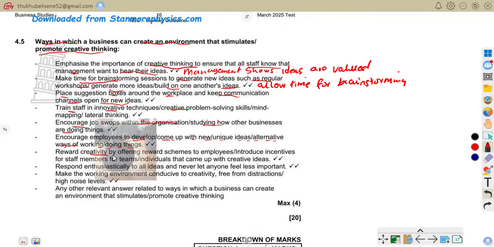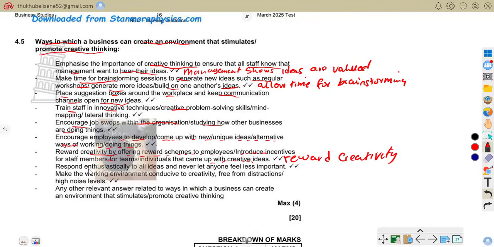That is that. Reward creativity by offering reward schemes to employees or introduce incentives for teams or individuals that come up with creative ideas. So here you reward creativity. By doing that, incentives motivate innovation.